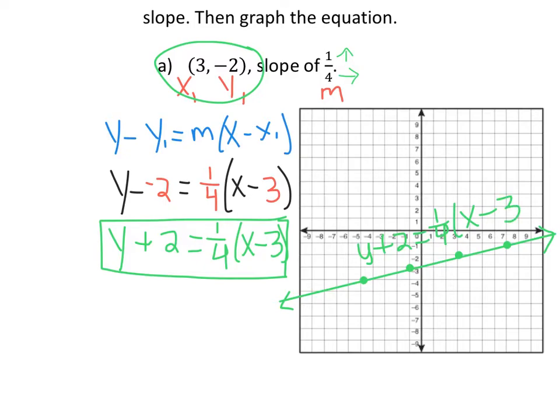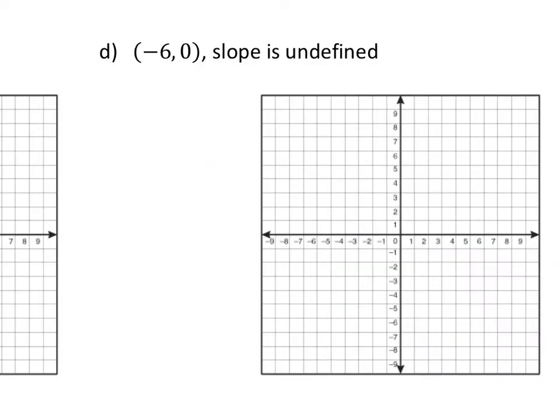Let's go ahead and skip to letter D. Now letter D is interesting. It actually tells us I have a point of -6, 0, so x1, y1. However, the slope is undefined. If you remember back to previous lessons, if we have an undefined slope, that means it's a vertical line, and it cannot be written in point-slope form.